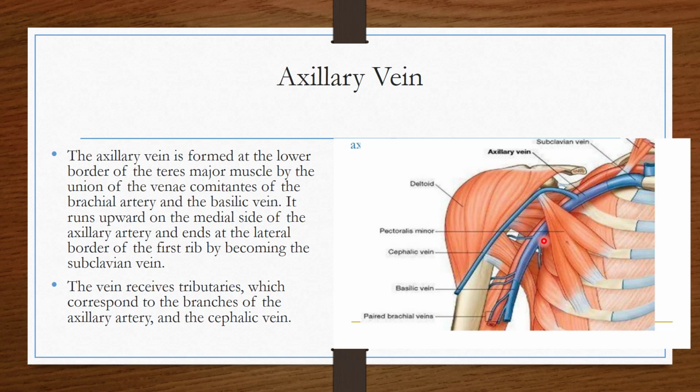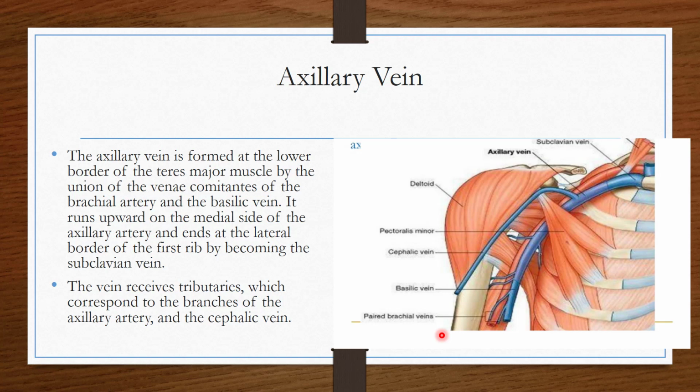See here, this is the axillary vein. Okay, this axillary vein runs upward on the medial side of the axillary artery. See here in this diagram, it is very clear that the axillary vein is present medial to the axillary artery, and it ends at the lower border of the first rib. This is the lower border or the outer border of the first rib, by becoming the subclavian vein. So it is very, very important how the axillary vein is formed.